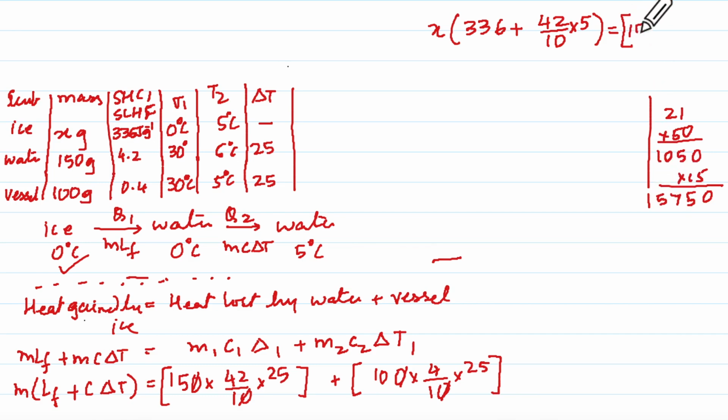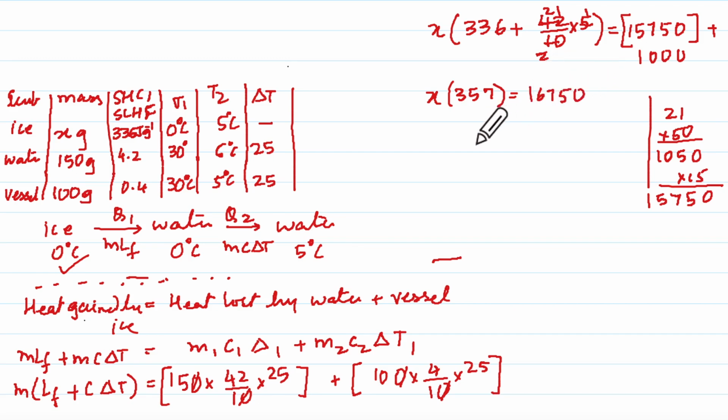So it is 15750. Okay, plus here it is 25 fours are 100, plus 1000. Now here it will be 5 ones, 5 twos, 2 goes 21 times. So x into 357 is equal to, add this, 16750, and then x will be equal to 16750 upon 357. All right, now both the numbers are divisible by 7.